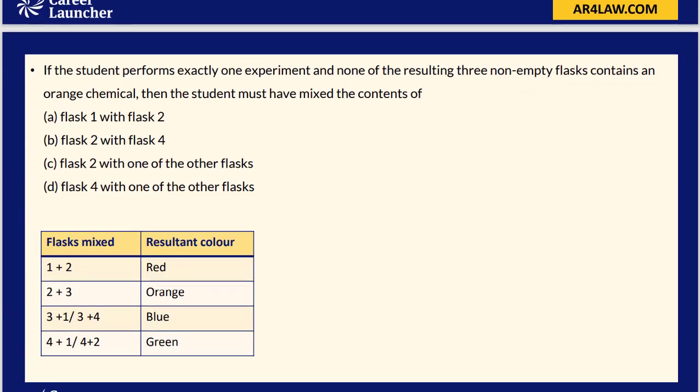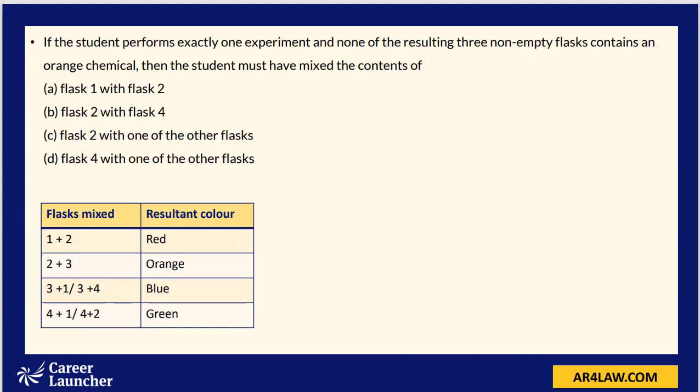Now the last question in this set was: if the student performs exactly one experiment and none of the resulting 3 non-empty flasks contain an orange chemical, then the student must have mixed the contents of. Now again, we know the colors in our original flasks: red, blue, green and orange. And the question wants us to conduct one experiment, and after the experiment none of the flasks has orange chemical.